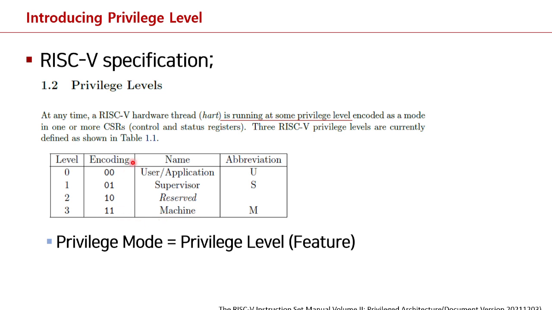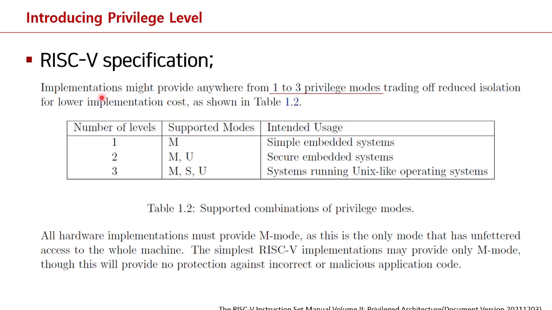So in summary, the concept of privilege level corresponds to the privilege mode. Remember that the highest privilege level in RISC-V architecture is privilege level 3, which corresponds to the machine mode, and the lowest privilege level is privilege level 0, which corresponds to the user mode in the RISC-V architecture. Then the RISC-V documentation specifies the usage model of privilege mode with privilege level.